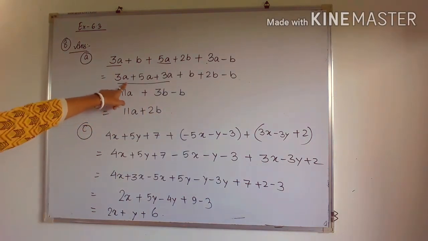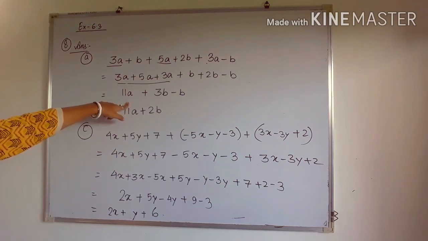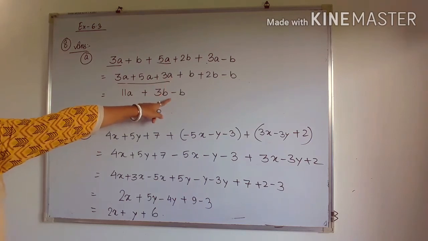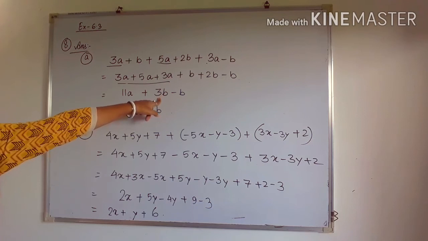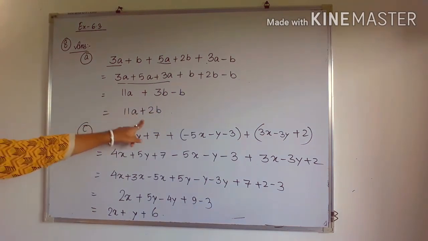Next, see here, all are positive, so you can directly add and find the value, that is 11a. Next, see b plus 2b will be 3b, 3b minus b I have written. So 3b minus b, that means 1b subtracted from 3b, you will get 2b. So the final answer will be 11a plus 2b.